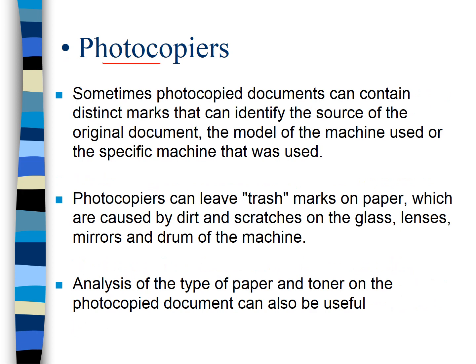So the next one is the photocopies. So sometimes a photocopied document can contain distinct marks that can identify the source of the original document. So daripada photocopy pun kita boleh identify sources of the original document. And then daripada photocopy juga it will leave trash and marks on the paper from the glass, lens, mirror and drum of the machine. So we will identify the machine used for these photocopies.